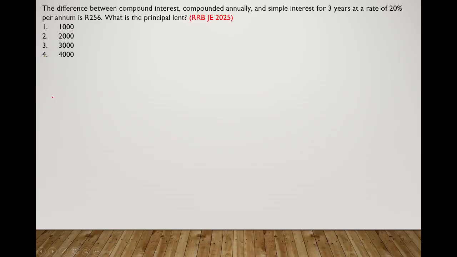The difference between compound interest and simple interest for 3 years at a rate of 20% per annum is rupees 256. What is the principal? This asks for 3 years. So compound interest minus simple interest equals PR squared divided by 100 squared into (300 plus R) divided by 100.